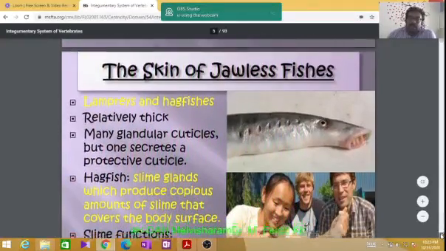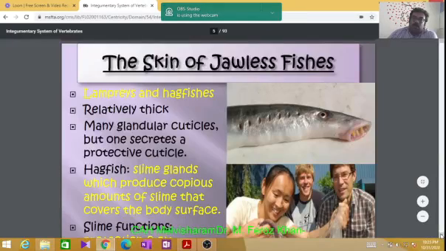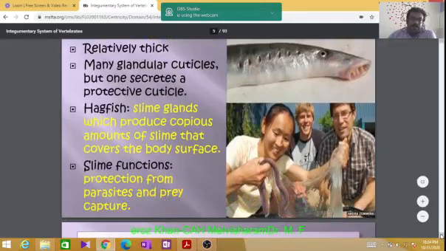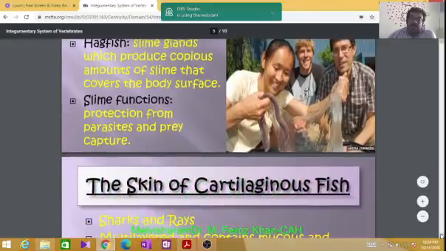When we study the evolutionary history, the vertebrates started with the fishes. The earliest fishes were the jawless fishes, like lampreys and hagfishes. Their skin is relatively thick. It has many glandular cells and is called a protective cuticle. For example, in hagfishes, the skin has many slime glands. It produces a large amount of slime that covers the body surface. It functions to protect from parasites and enemies.